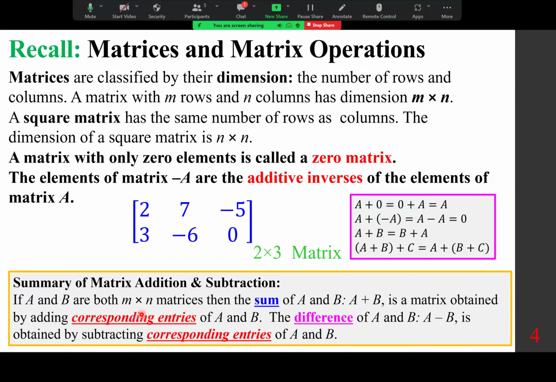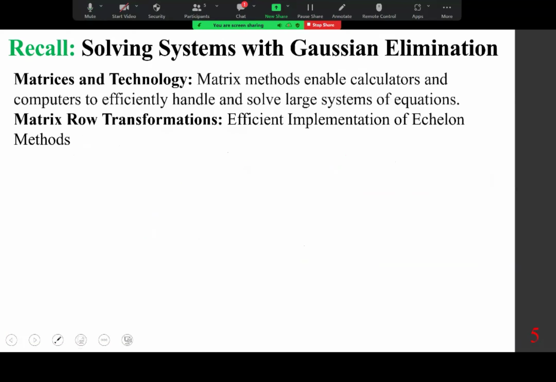If A and B are both m by n matrices, then the sum of A and B, that means A plus B, is the matrix obtained by adding corresponding entries of A and B. The difference of A and B, A minus B, is obtained by subtracting corresponding entries of A and B.